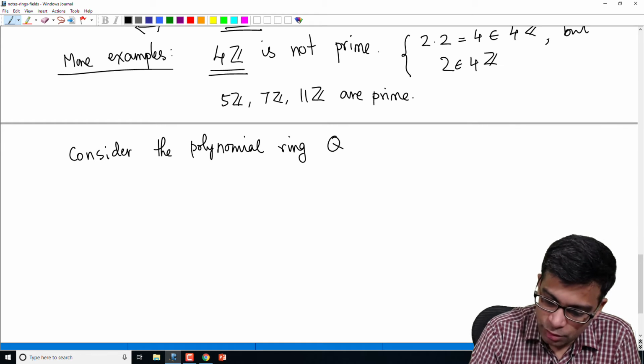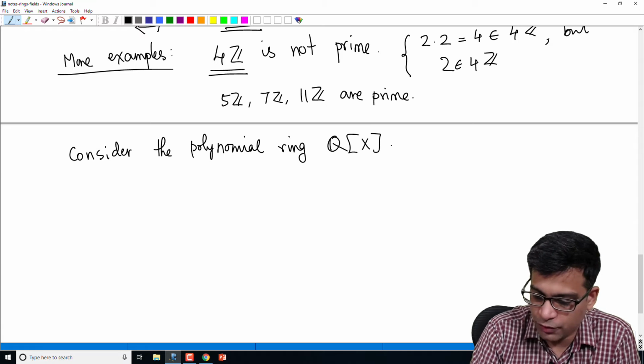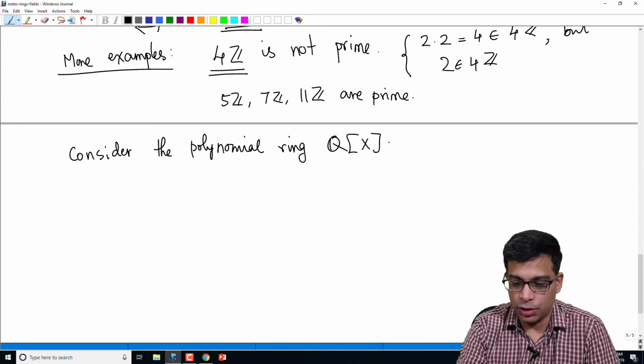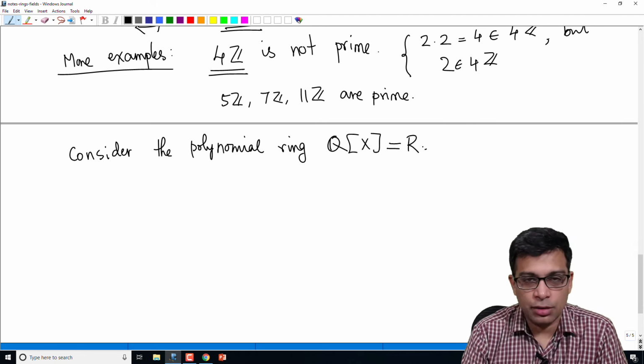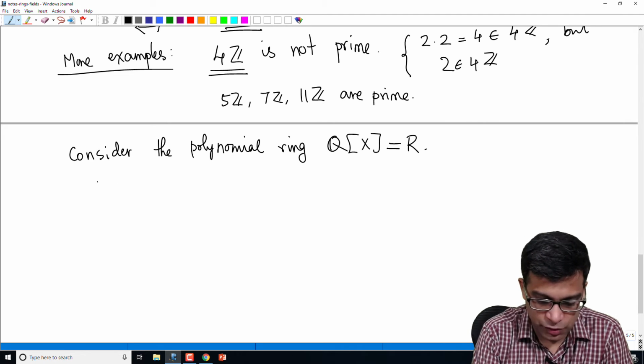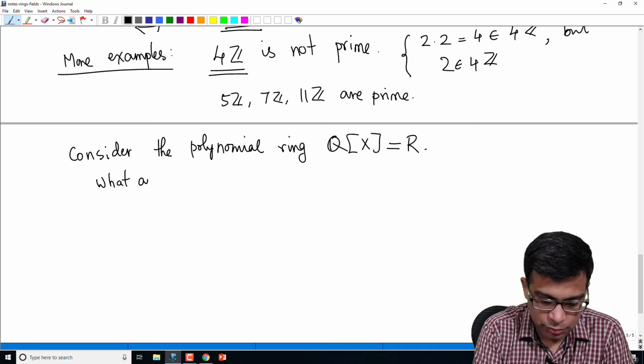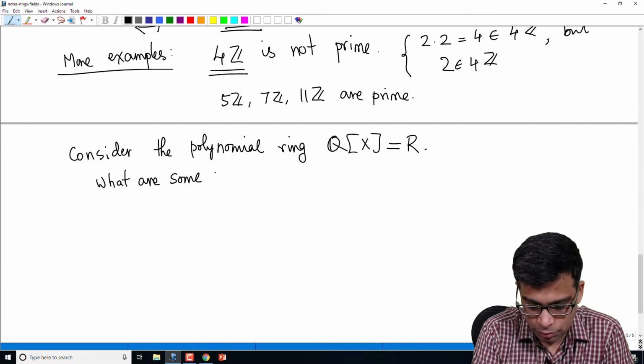Let's say rational numbers are the coefficients and you have one variable. So consider this as your R. So in this case, what are examples of prime ideals? What are some prime ideals?